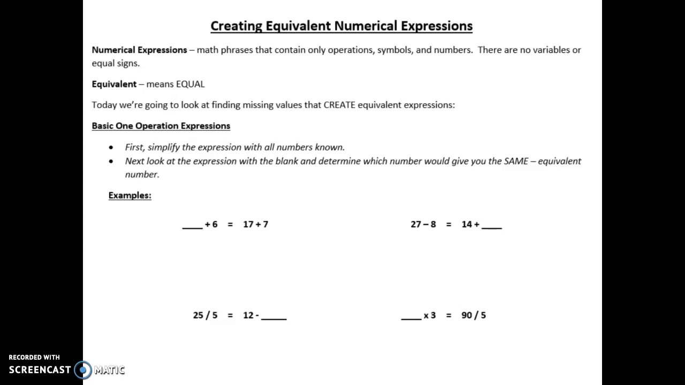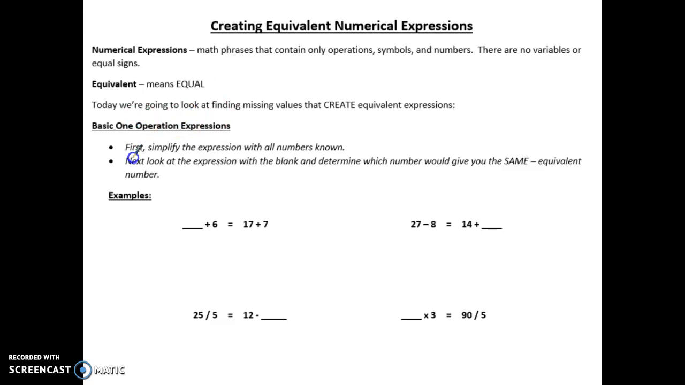So we've got one expression on the left and one expression on the right, and we're determining values so that this number is equal to the number on the other side. So let's take a look at some basic one operation expressions. Start out easy to get the basic idea of it.